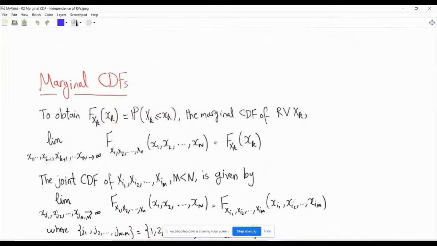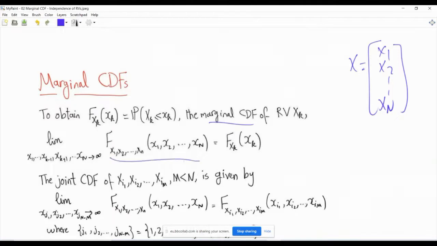Now, what is the CDF of one of those random variables? We have a bunch of random variables right now. We have big X, whose components are each a random variable. And what if we are interested in the marginal CDF? By marginal CDF, I mean the CDF of one of those component random variables. Let's say you are interested in the marginal CDF of X1. If you know the joint CDF, if it's given, how do you obtain the CDF of one of those?